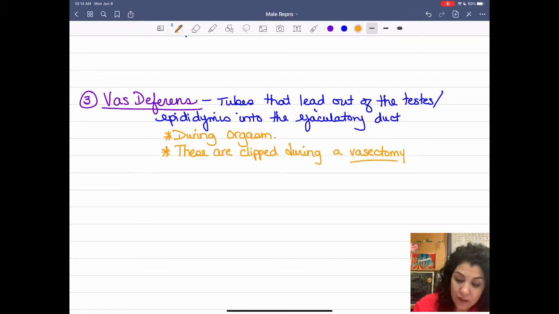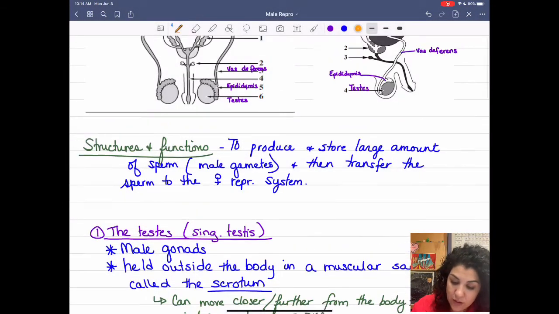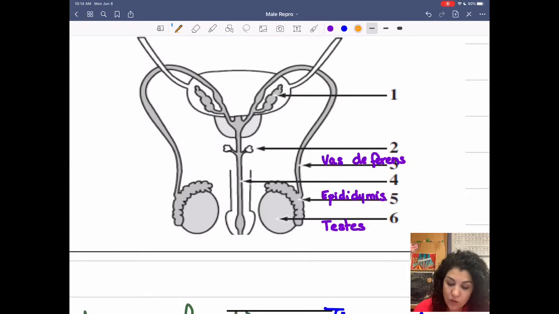Okay, so if you get a vasectomy, what's going to happen is the doctor is going to go in and clip right there. So you still have your testes, you're still producing hormones, you're not losing any of the functions of testosterone. You're still making sperm, but the sperm cannot travel out of the testes, and therefore without sperm you can't have fertilization. All right, and so that's what happens there.